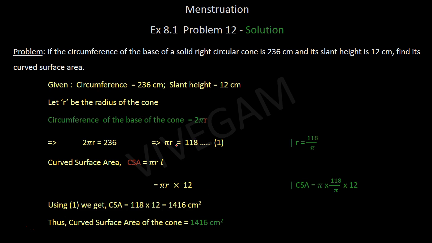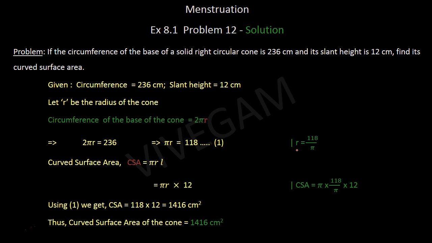You got it? Instead of calculating r, you are straight away calculating pi r and substituting that here. This needs a little practice, and you should be able to guess this and do it. And if you say I'm not interested in all these things, I want a simple and straightforward method, though it might take a little more time, I prefer to do it the simpler way.